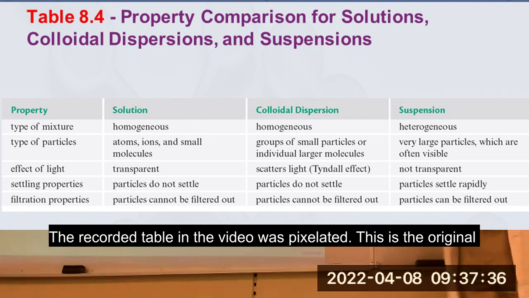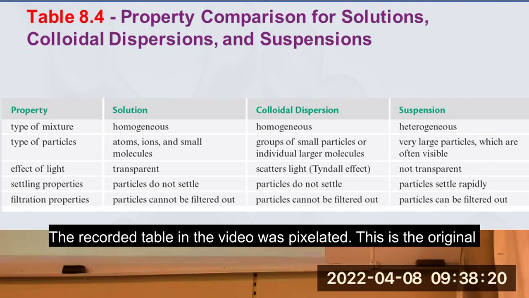Sometimes you can even see the particles. Right? So we use water and sand. You mix water and sand together, and you can tell right off, even if you're mixing furiously, that it's heterogeneous. We already talked about the effect of light. Solutions are transparent. Colloids scatter light. And suspensions are really variable. It just depends on how much of these suspended particles you have in there. If you have just a few of them, then the light will pass through.